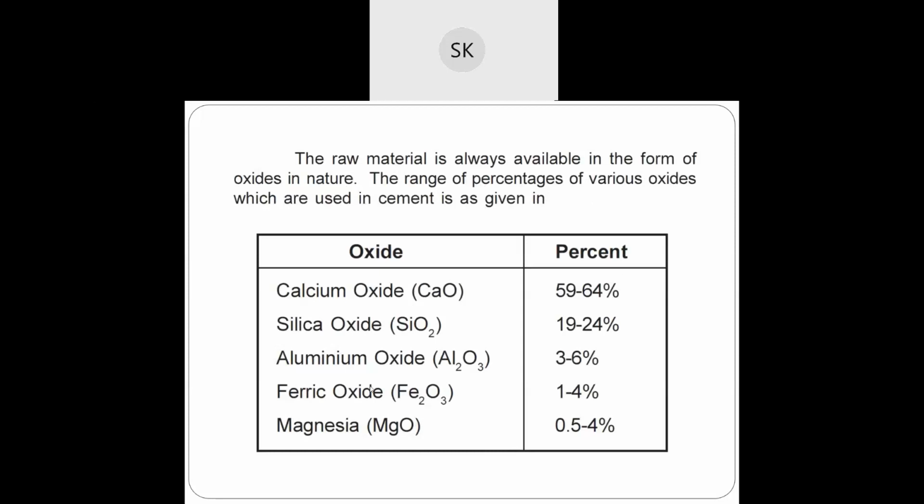These raw materials are always available in the form of oxides in nature. The range of percentage of various oxides which are used in cement is given below. So just read it once. Calcium oxide is 59 to 64%. Silica oxide is from 19 to 24%. Aluminum oxide is 3 to 6%. Ferric oxide is 1 to 4%. Magnesia is 0.5 to 4%.